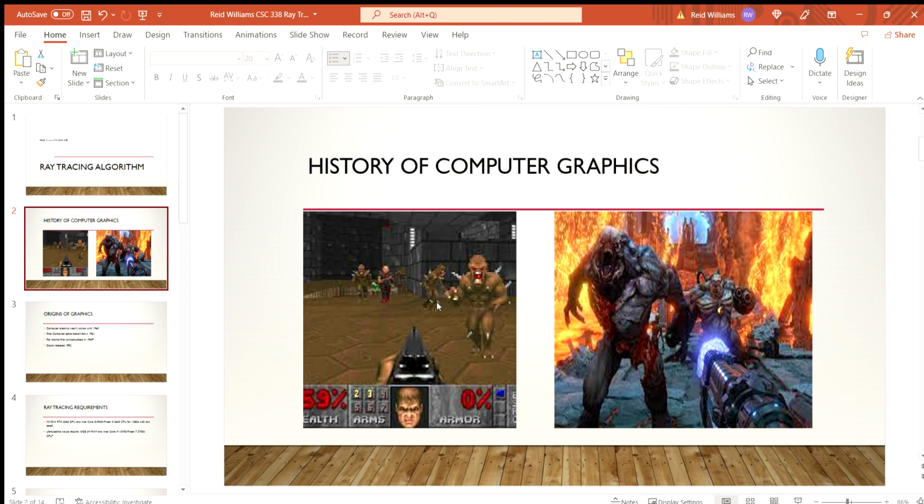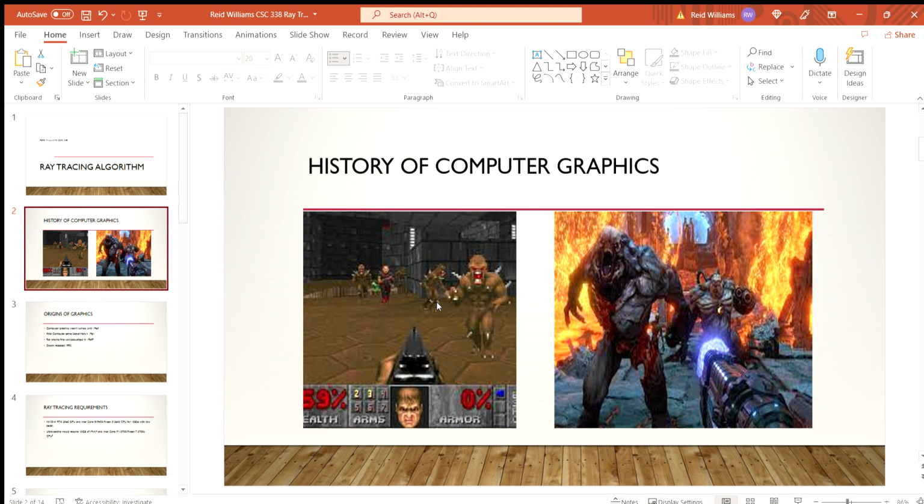And to kind of put everything in perspective, I thought it would be kind of fun to look at two pretty direct comparisons. The image on the left is the original Doom, what a lot of people say is the very first first-person shooter game. And this came out in the early 90s, 93 or 91, 92. And the image on the right is the newest Doom, which came out a couple of years ago.